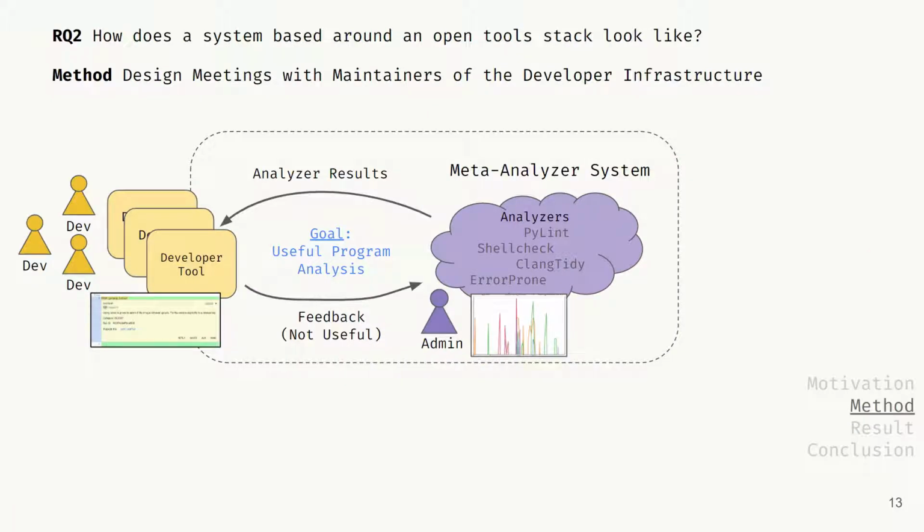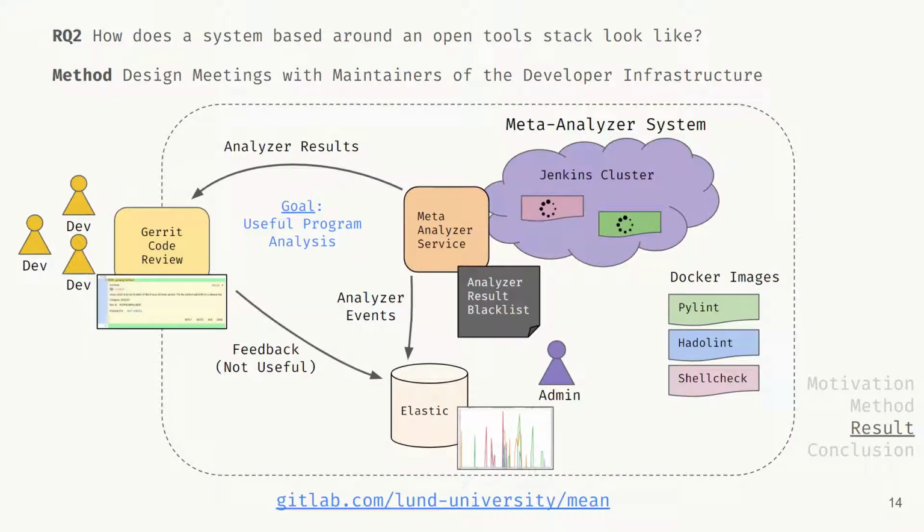Let's bring back this overview of a data-driven program analysis system to answer our question on how a system based on an open tool stack could look like. We ended up with a system that we called mean, like in meta-analyzer. Let's look at the design and the tool stack a little bit closer and draw some parallels to Google.